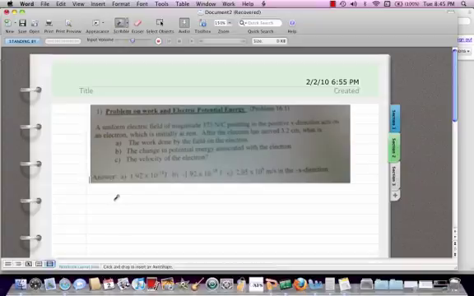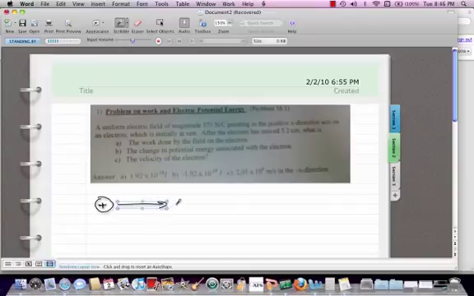Okay, so this problem is asking me about work done by a field, change in potential energy, and the velocity. So let's start by thinking about an electric field and what it might possibly be created by. A positive charge would create an electric field to the right, in the positive x direction here. So I can think about this arrangement to create my electric field.